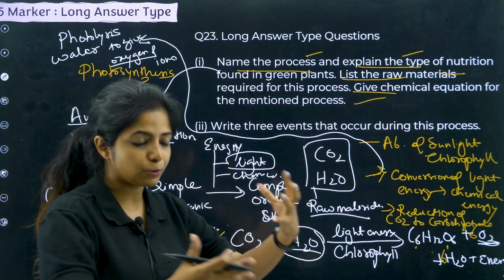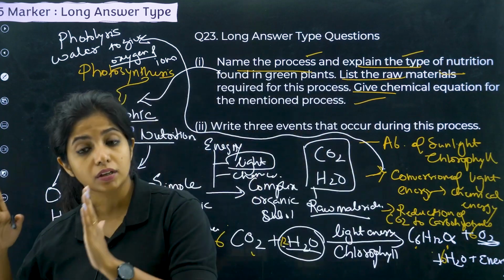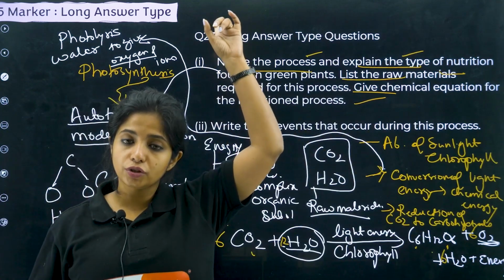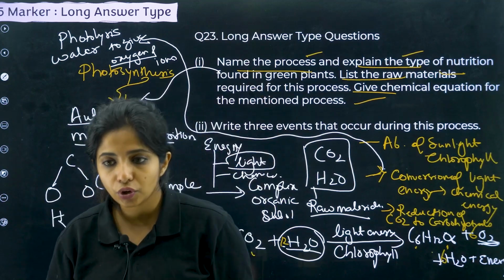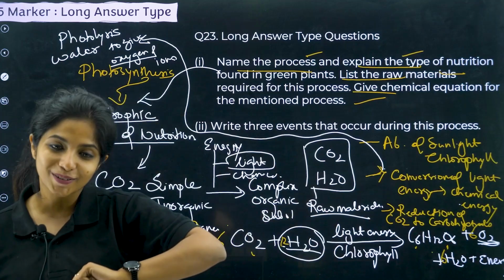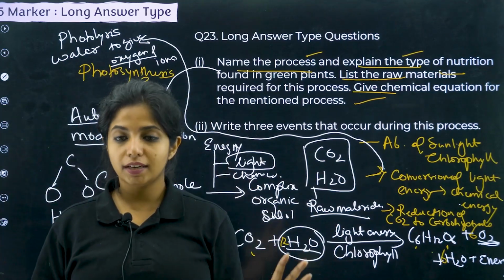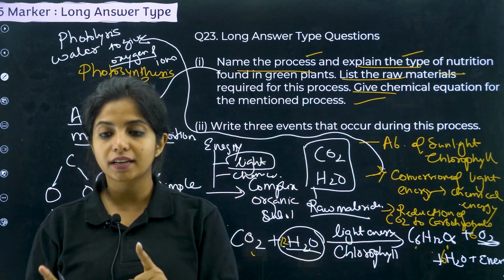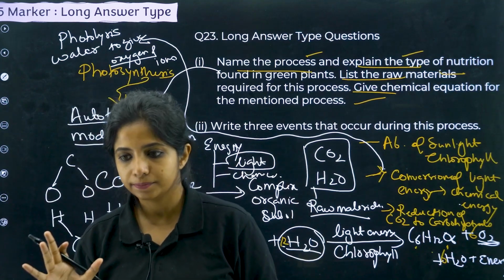So 3 events: absorption of sunlight by chlorophyll, second thing, conversion of this light energy to chemical energy, and also photolysis of water to oxygen and ions, and then reduction of CO2 to carbohydrates with the help of this chemical energy that we just made. Okay? Will you be able to answer like this for your 5 marker? Understand, underline the important aspects as well.